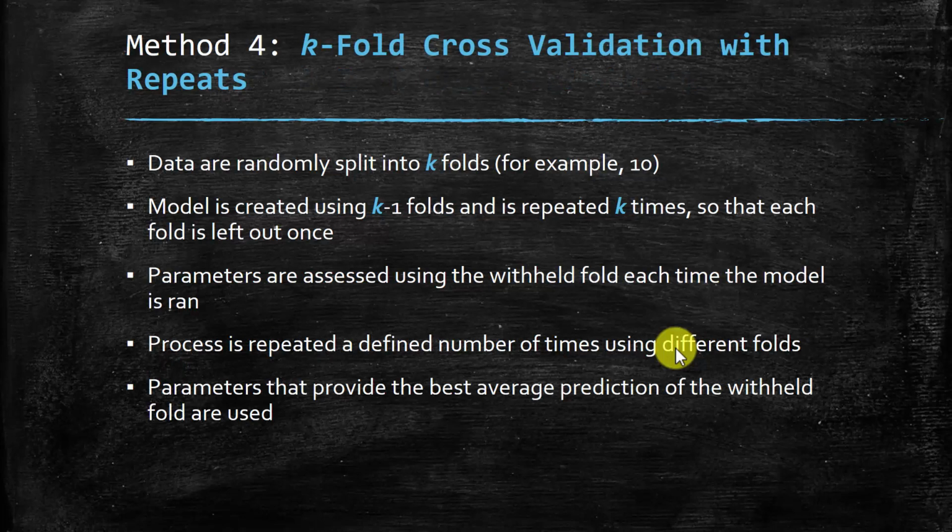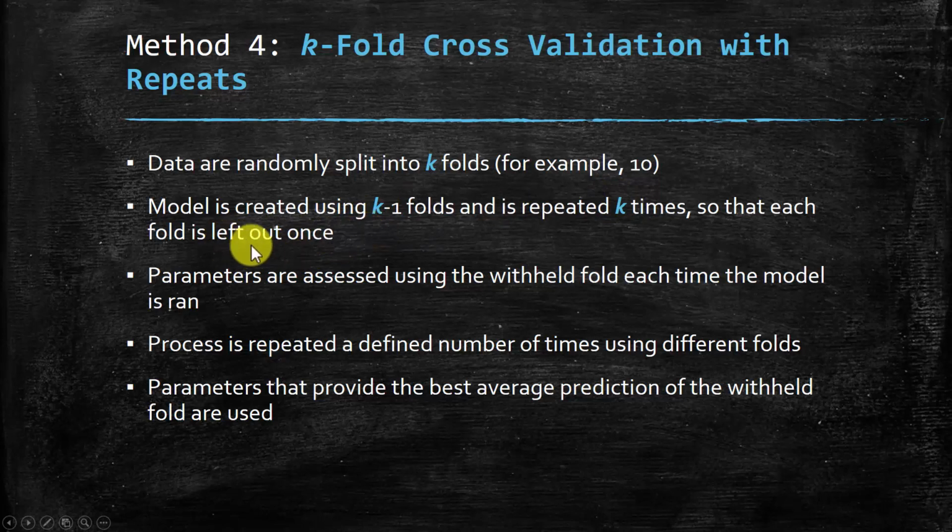An expanded version of k-fold cross-validation is k-fold cross-validation with repeats. This is basically the same thing, except you just create different sets of folds and run them in repetition. So the beginning process is the same. You split the data into k folds. You run models using k-1, or all but one of the folds, and you hold out one of those folds each time and assess on it. And then, again, the parameters are assessed using the withheld fold each time the models ran.